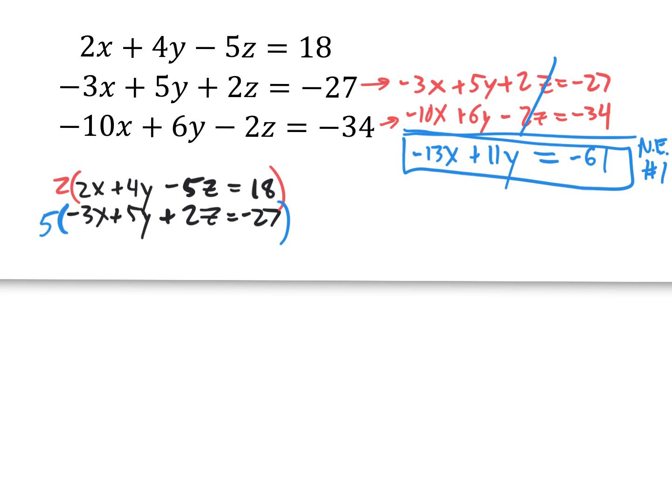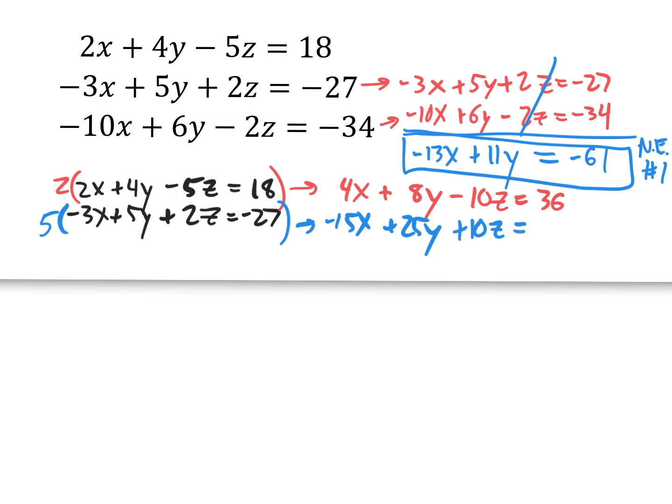So the top one, you're going to have 4x plus 8y minus 10z equals 36. And the bottom one is going to become negative 15x plus 25y plus 10z equals negative 135. Right? Okay. Use the calculator. Anyway, now we could actually combine the lines.